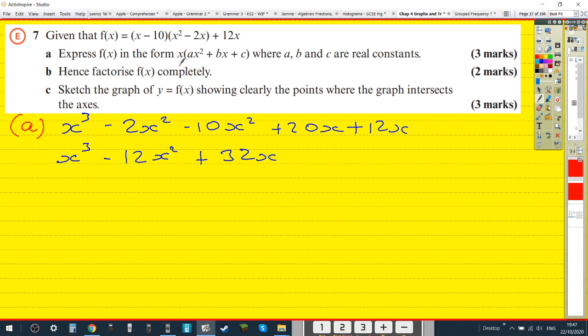And then you'd want to factorize it. So part A wants to factorize out just x. So if you factorize out just x, what do you get? Would it just be x squared minus 12x plus 32? Yeah. Okay.